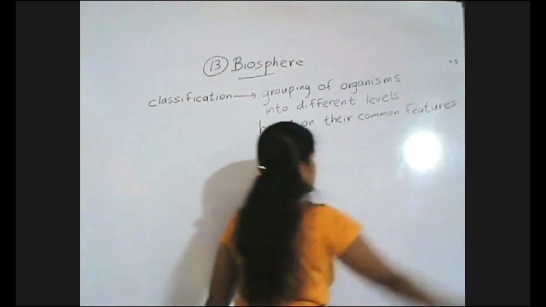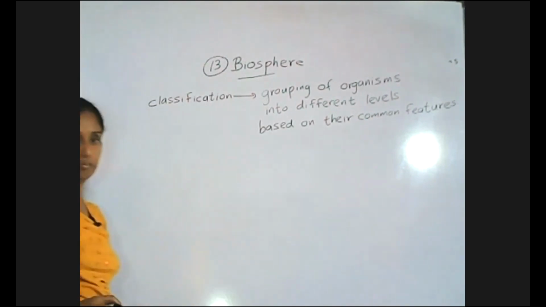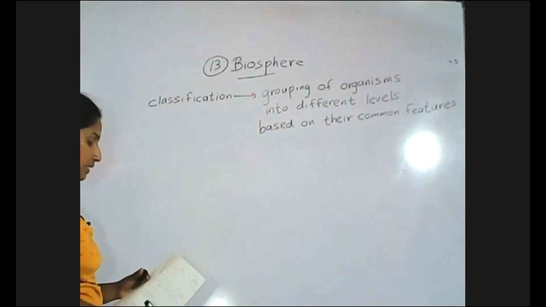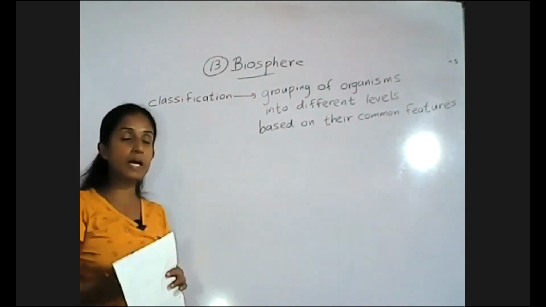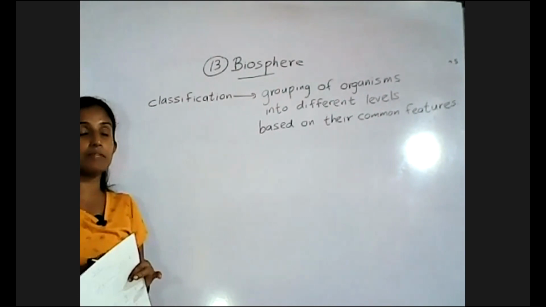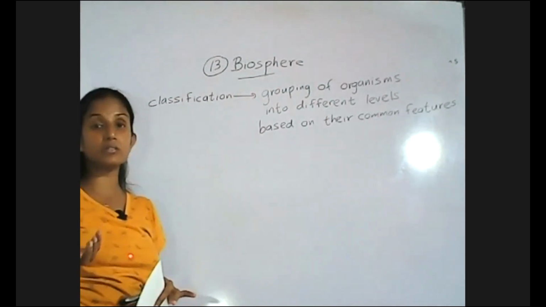Based on their common features, right? You should have the idea about the classification, Pute, right? What is classification, right? Then why do we classify the organisms, maybe the animals or the plants? So we can say, what is the importance of classifying organisms? What is the significance of that?